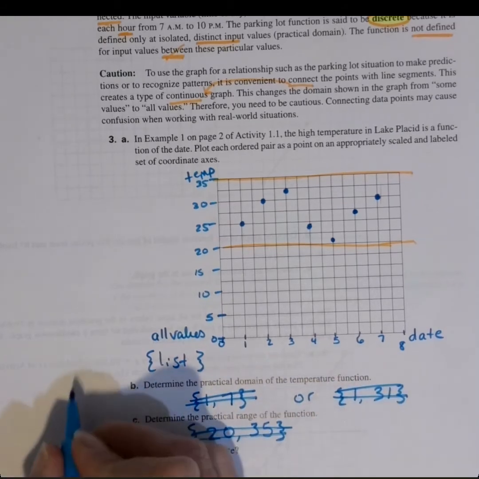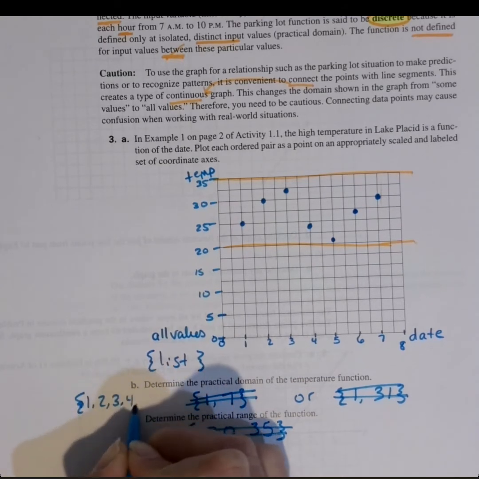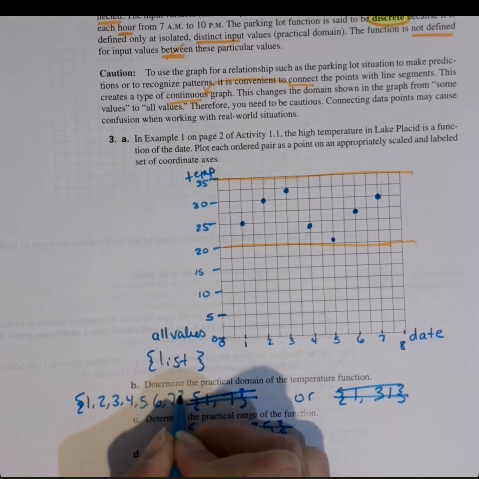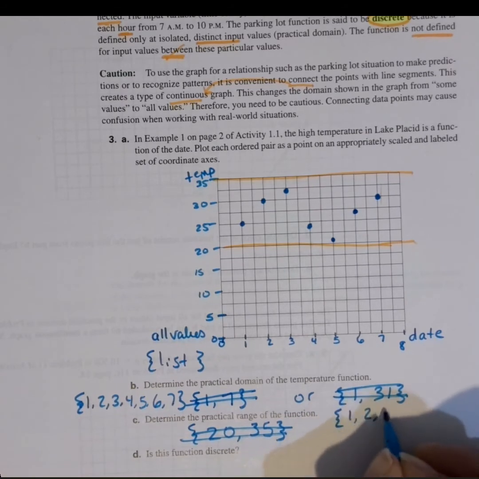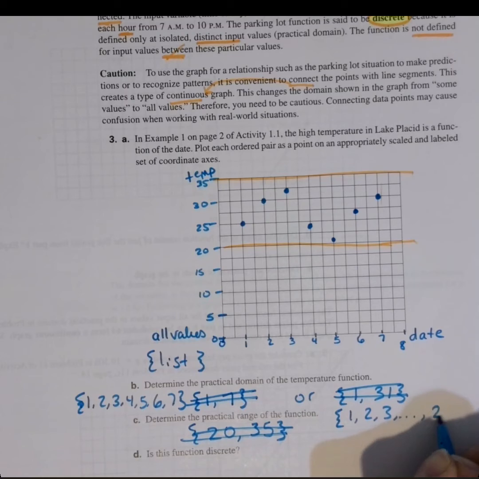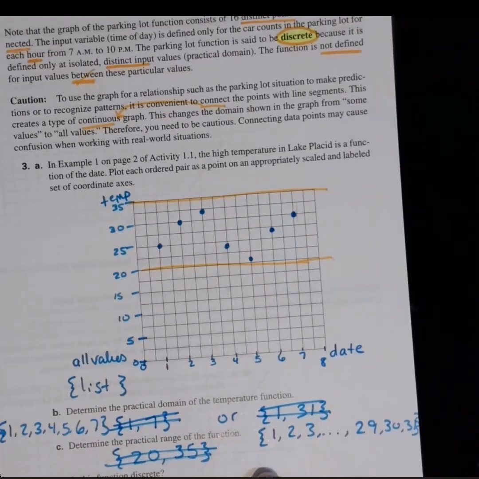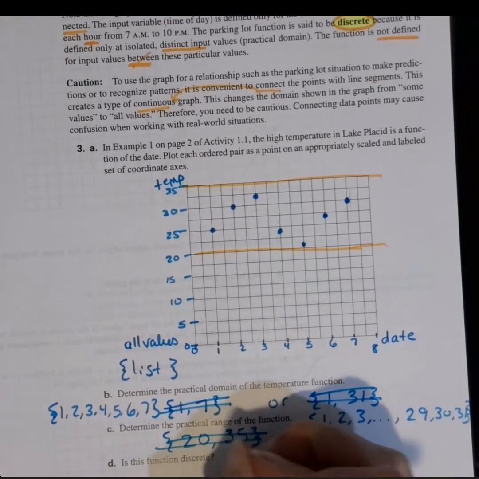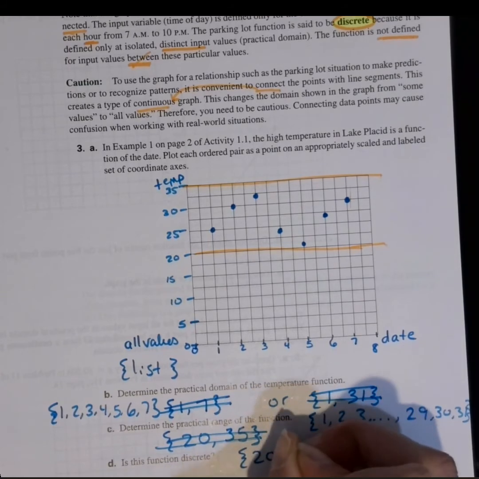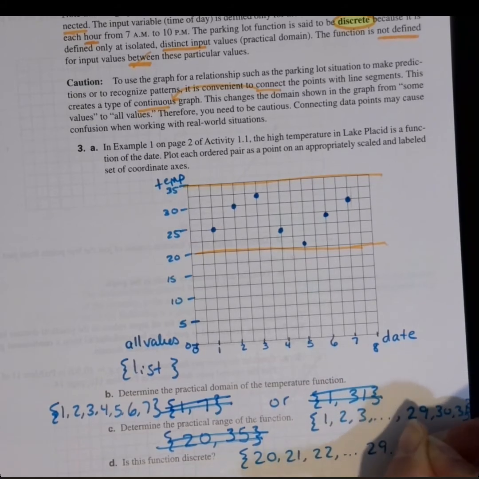Okay. So I needed to go 1, 2, 3, 4, 5, 6, 7. That's my practical domain. Or if I wanted it to be bigger, I could do 1, 2, 3, until I establish a pattern, 29, 30, 31. I don't have to list everything up to 31 if I establish a pattern that I'm counting by whole numbers, but I do have to actually list the values. So this here as well, let's say 20, 21, 22, up to 29, 30.